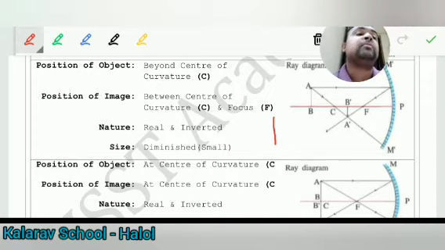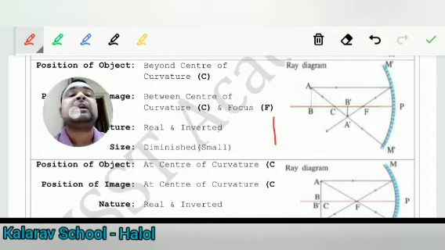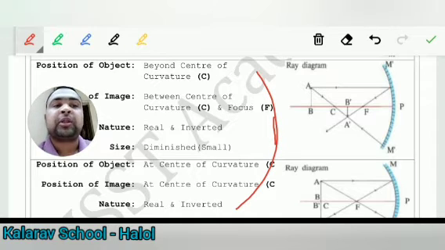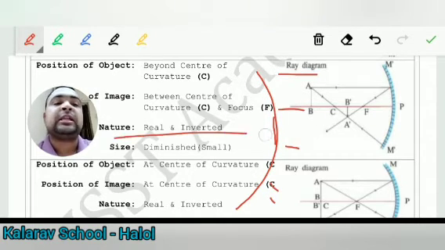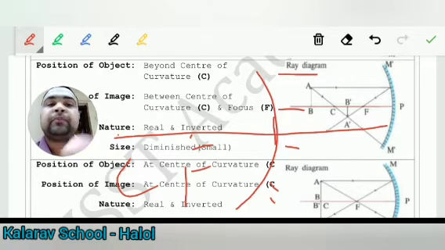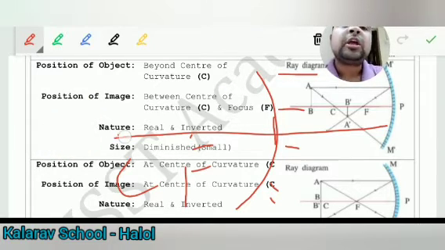ઓકે, એટલે આપણે હવે ઓબ્જેક્ટને ક્યાં મૂકીશું? સી થી થોડોક દૂર મૂકીશું અંદર, બરાબર. So how will we construct the ray diagram? Okay, so first of all again you have to draw the mirror. Okay, here it is a concave, then you have to draw the principal axis, place the point F and place the point C. Okay, now you have to place the object beyond the C.